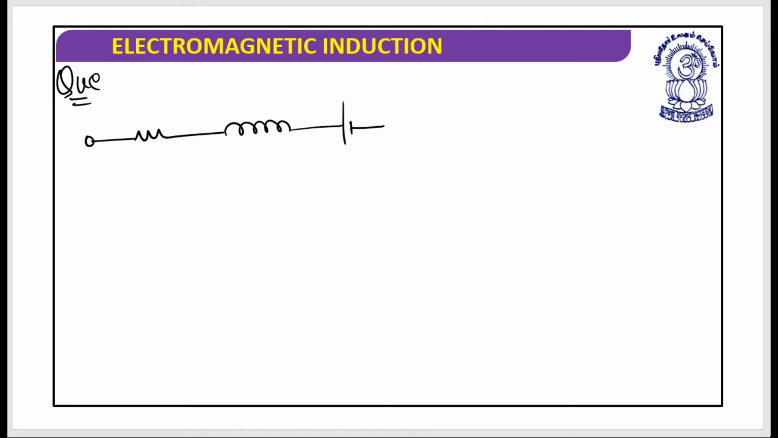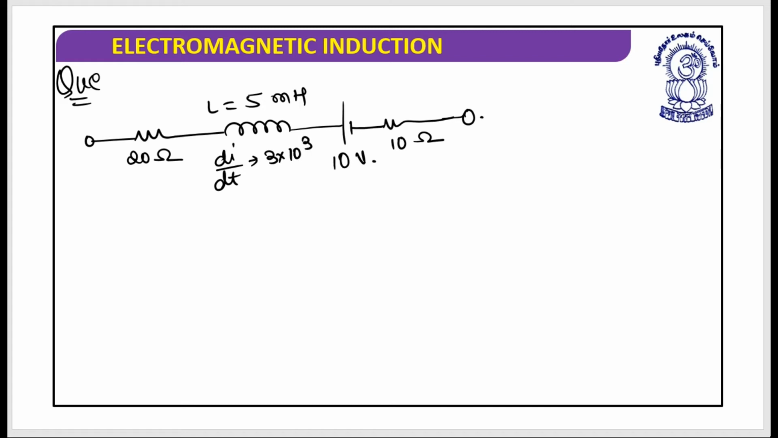Let's suppose the situation is something like this. This is a battery of 10 volt. This is a resistance of, let's say, 10 ohm. This is a resistance of 20 ohm. This is an inductance of, let's say, 5 millihenry. The rate di by dt is equal to, let's say, 3 into 10 to the power 3 ampere per second. It is decreasing.